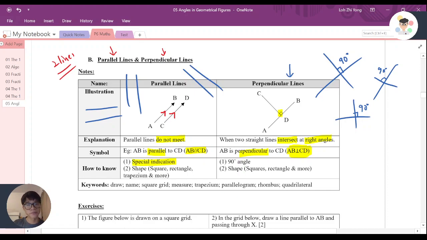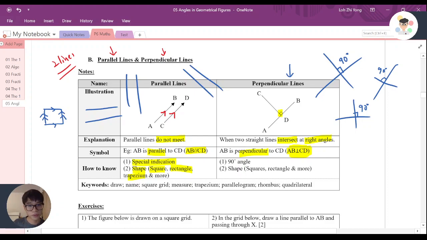And the second way to know it is by knowing the shapes, for example, square or rectangle or trapezium. Let me just draw it here. If you know that this is a square, for sure you know that this line and this line are parallel to each other, and this line and this line are parallel to each other. They will just go upward and will not intersect each other.